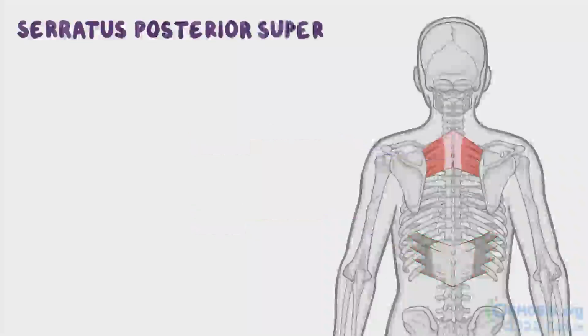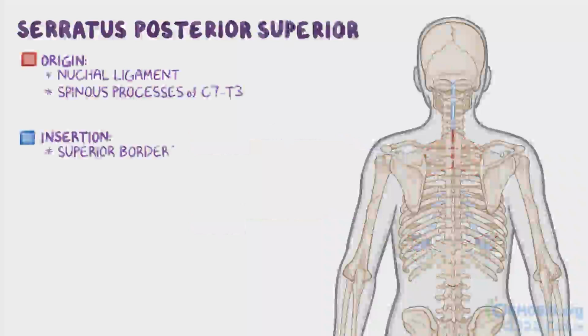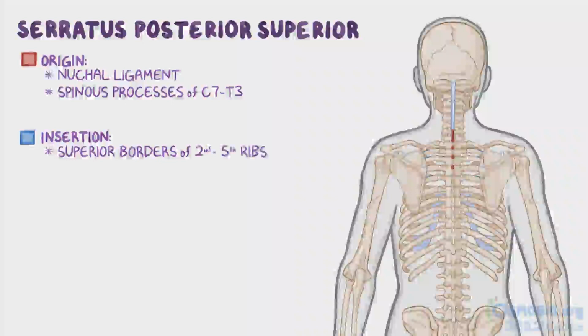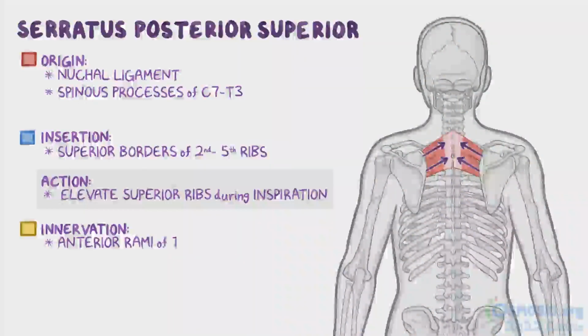Serratus posterior superior originates from the nuchal ligament and the spinous processes of the C7 through T3 vertebrae and inserts on the superior borders of the 2nd through 5th ribs. Based on these attachments, it's thought that this muscle acts to elevate these superior ribs during inspiration, and it's innervated by the anterior rami of the T2 to T5 spinal nerves.